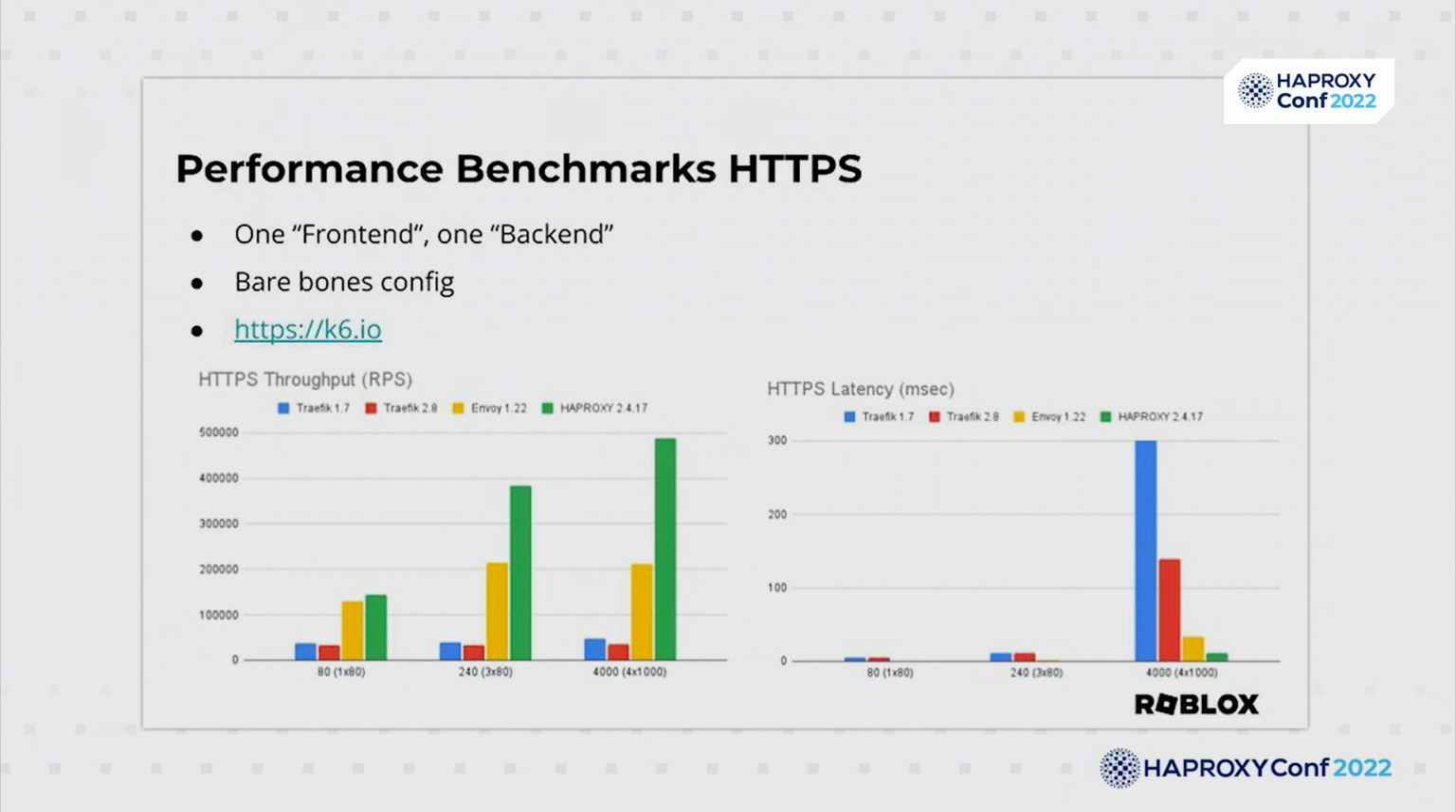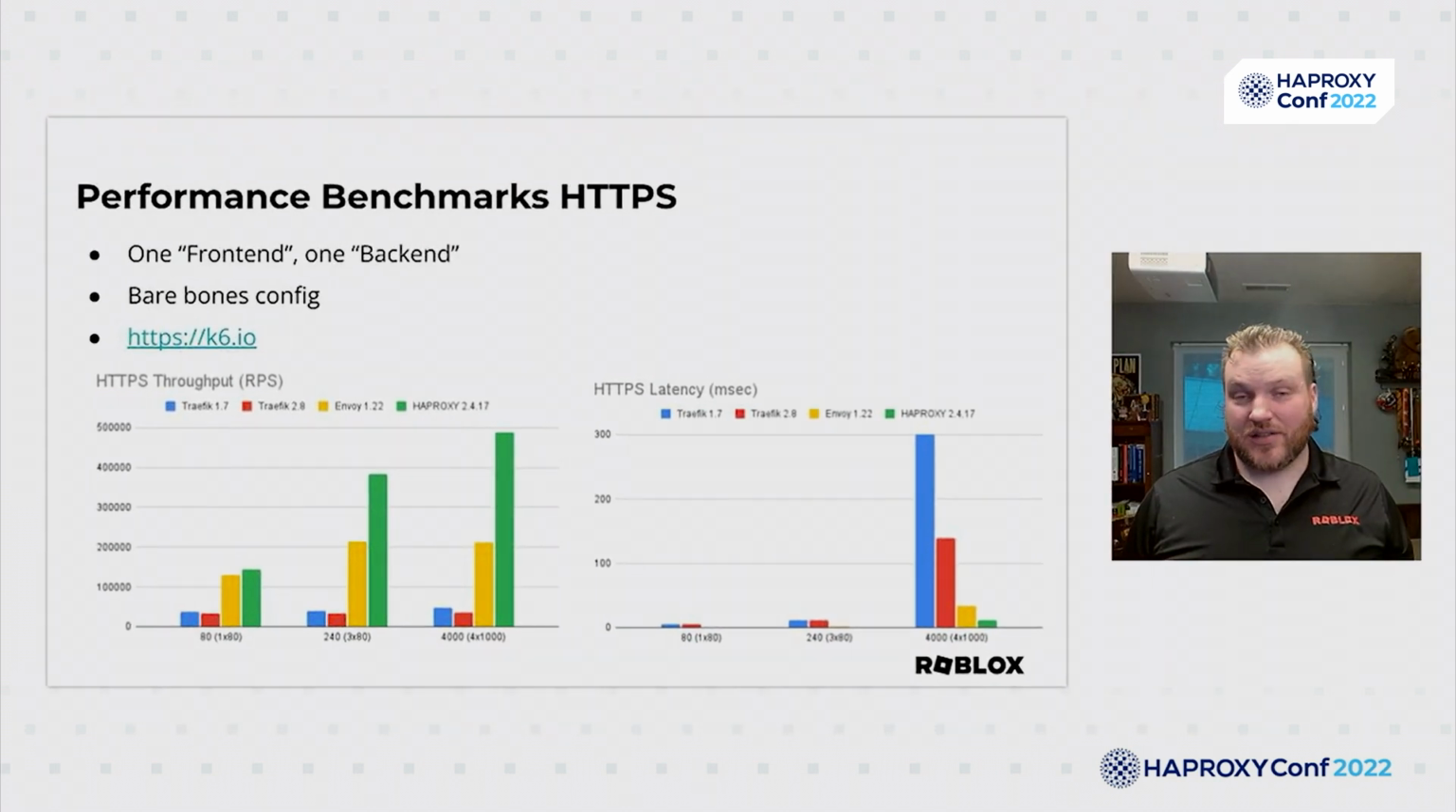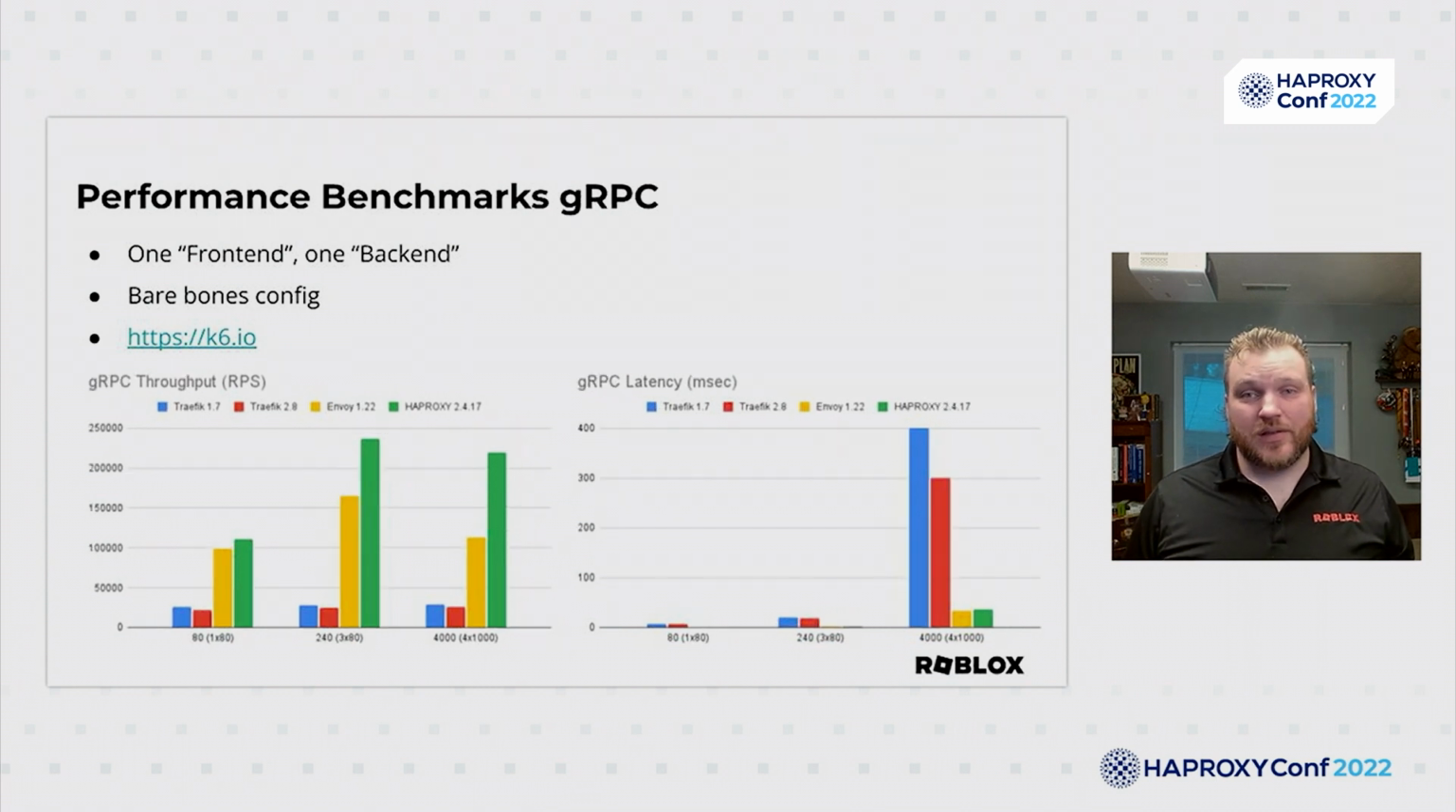As I mentioned, one front end, one back end, and we used a bare bones config. Our harness was k6, and we just ran it against the counting Docker container that exists on the internet. The throughput for HAProxy was significantly higher than any of the other reverse proxies on the market. And when it came to latency across those tests, HAProxy just beat everybody. Envoy was really close, but there's much to be gained there. The performance for gRPC was very similar, where Envoy is getting up there. It's really close to HAProxy.